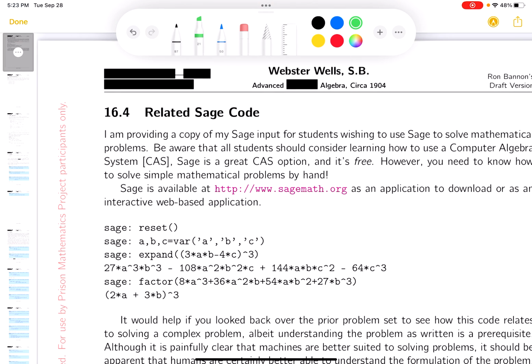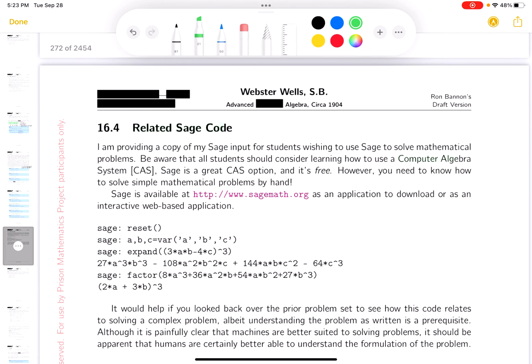Just again, related Sage code. What is Sage? It's a computer algebra system, or a CAS. We typically just say CAS. It's free. It's available on the internet. You go to this website over here, and these are clickable if you have the PDF. You could download the application or use the web-based application. Reset gives you a clean sheet of paper, defining variables, expanding, factoring, and so on. You'll learn by trying, and you'll learn by typing as well.